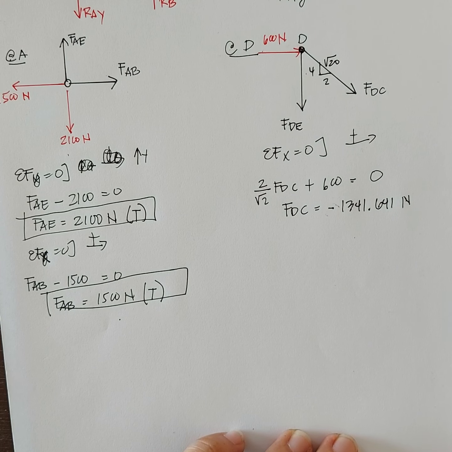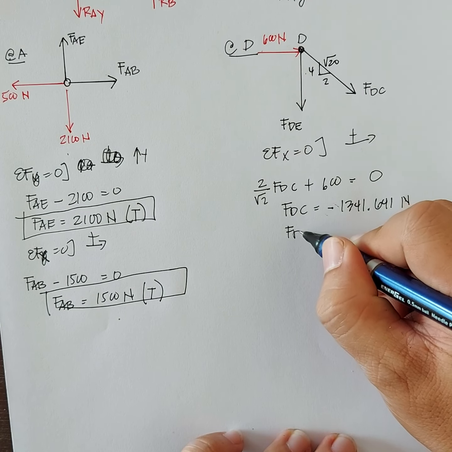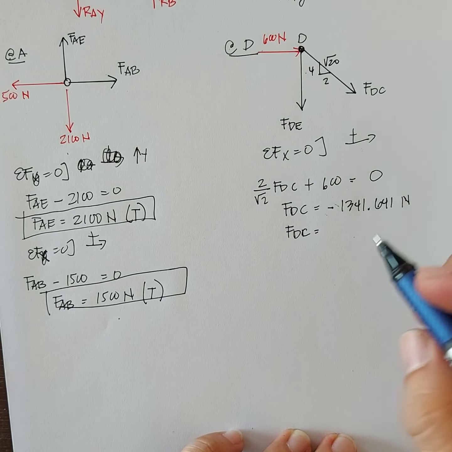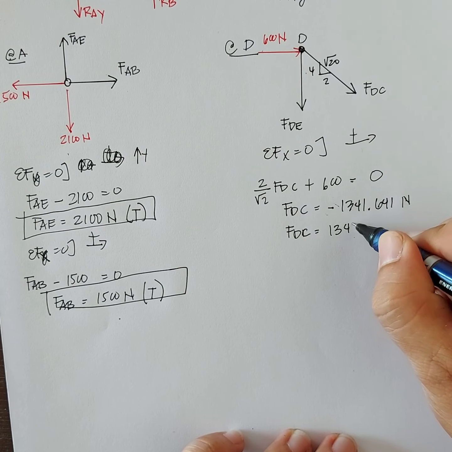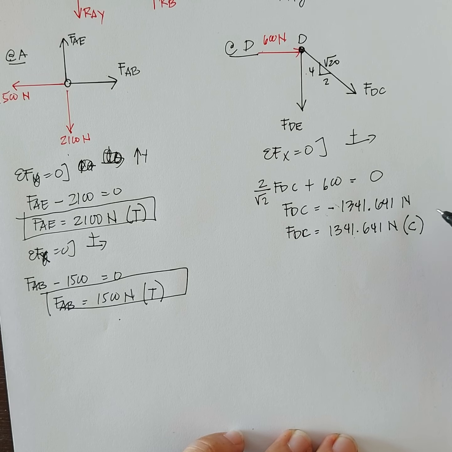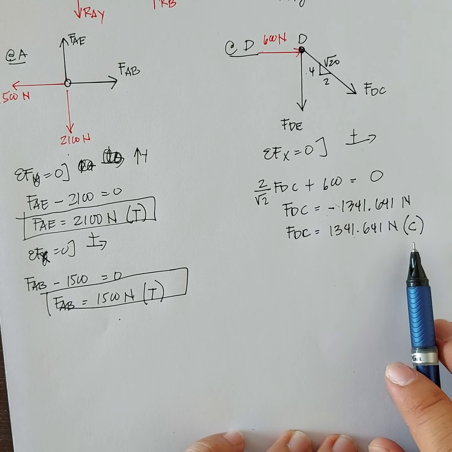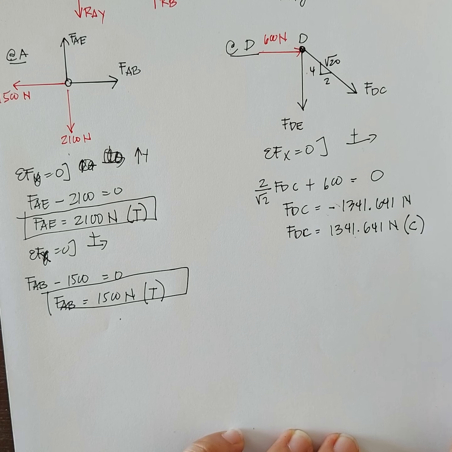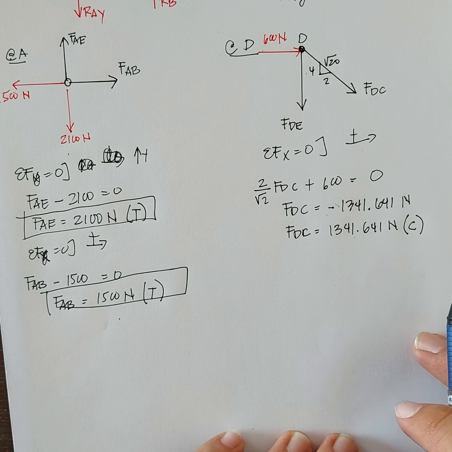Which means na kapag negative yan, ang assumption natin ay tension, pero negative. Ibig sabihin, wrong yung assumption natin. That means that FDC is in compression. So, i-correct na lang natin. This should be in compression. Okay, ilagay na lang natin letter C to signify that the member is in compression.